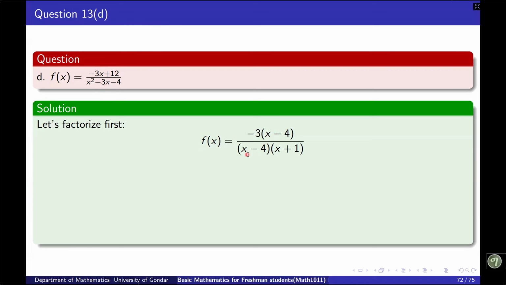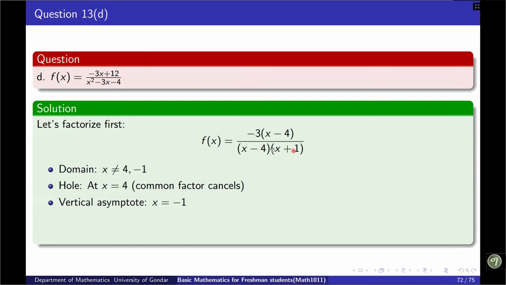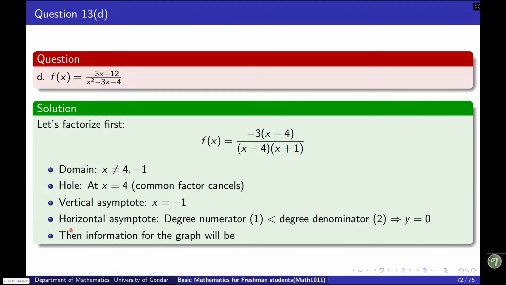Therefore, at x equal to 4, the graph will have a hole like that of the previous one. So the domain first, x must be different from 4 and -1. And there is a hole at x equal to 4 because it is removable. A common factor can be cancelled. Vertical asymptote is x equal to -1. That is the point at which the function is undefined. And the horizontal asymptote could be, since the degree of the numerator is less than the degree of the denominator, the horizontal axis, which is y equal to 0, or the x-axis, could be the horizontal asymptote for the graph of this rational function.